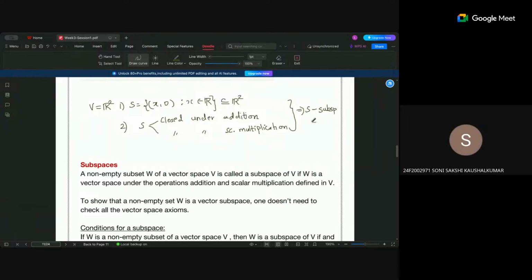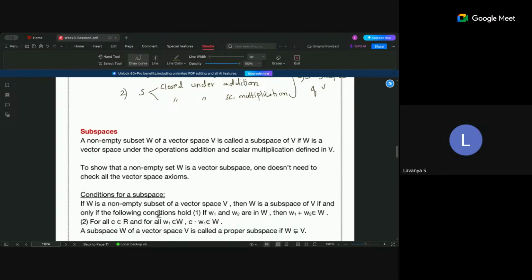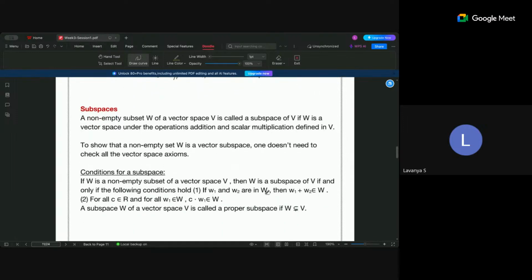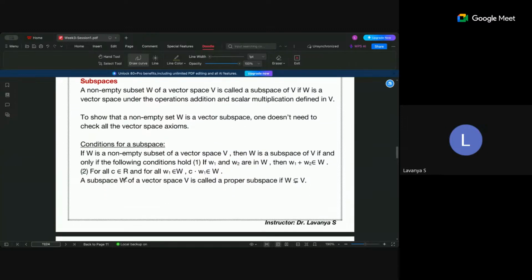Ma'am, if S is already a subset, then why do we need to check it for S also? I'm checking whether it is a subspace, not a subset. For a subspace, it should first of all be a subset and it should satisfy these conditions. It should be closed under addition and closed under scalar multiplication. That's all.